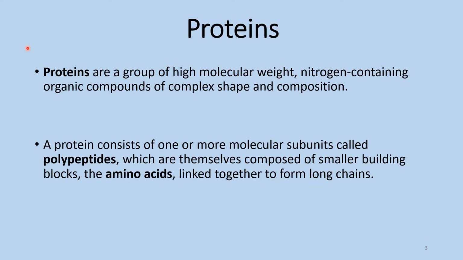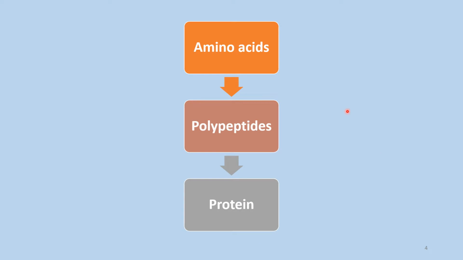Proteins can be defined as a group of high molecular weight nitrogen containing organic compounds. They have a complex shape and composition. The molecular subunits of the proteins are polypeptides, which are made up of different amino acids linked together by the peptide linkage to form long chains of polypeptides. So amino acids make the polypeptides, and polypeptides make the proteins.